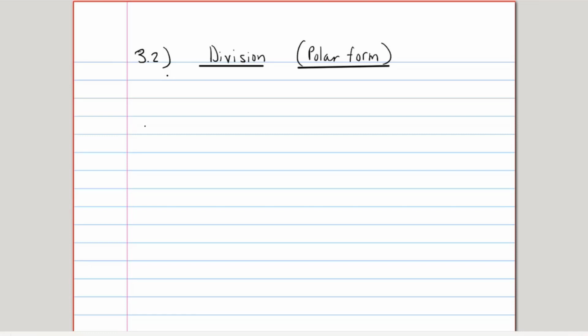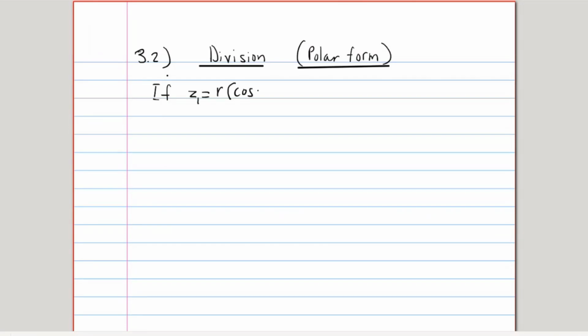So let's just write down the result. So we know the division for the exponential form. I'm not going to write it down again. I'm just going to write down the division for the polar form, using the shorthand notation. Okay, so not the exponential form.